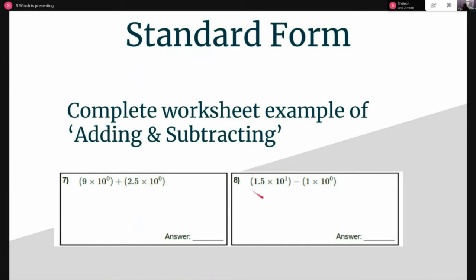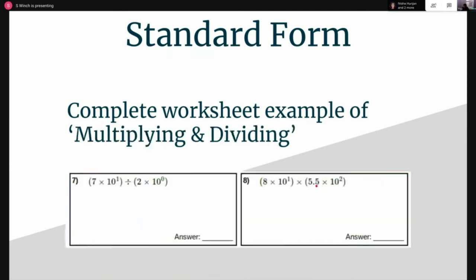Again, let's break it down. 1.5 times 10 to the power of 1. 10 to the power of 1 we know is 10. 1.5 times 10 is 15. We've got 15 here. And then we're going to take away 1 times 10 to the power of 0. We know 10 to the power of 0 is 1. We know 1 times 1 is 1 still. So we've got 15, take away 1, which of course gives us 14.